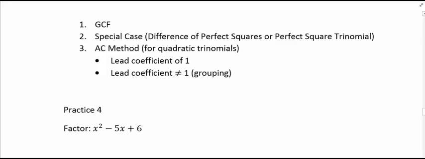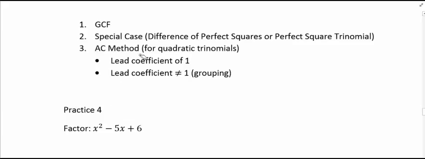Okay, here's another example. It says to factor x squared minus 5x plus 6. Always start with the GCF. There is no GCF. There is no special case here. It's not the difference of perfect squares. It's not a binomial. And it's almost a perfect square trinomial, except for the 6 is not a perfect square.